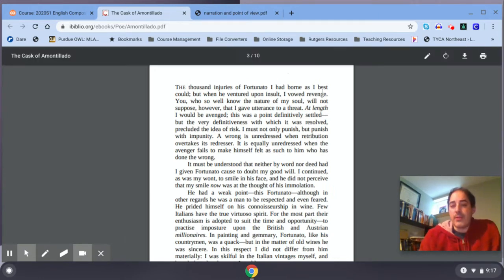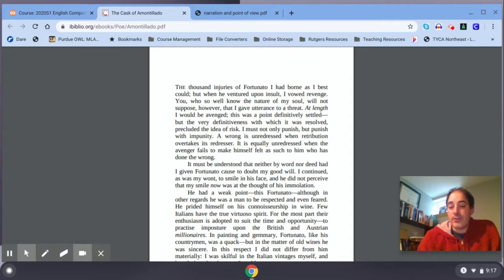You could easily change it. The technical differences between first-person narrative and third-person narrative are simple, right? It's just a question of what kind of pronouns the narrator is using and the point of view. So you could easily change this first sentence to be third person, right? The thousand injuries of Fortunato, Montresor had borne as best he could, but when Fortunato ventured upon insult, Montresor vowed revenge. Not nearly as snappy, right? Doesn't nearly pull you in the same way as the first-person version, where you can really feel Montresor's anger.